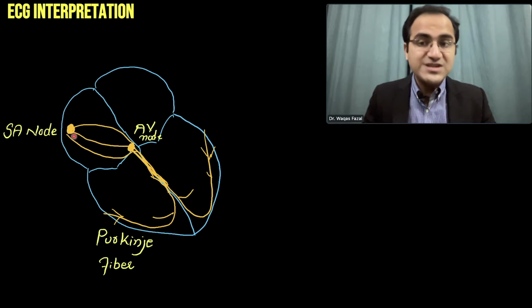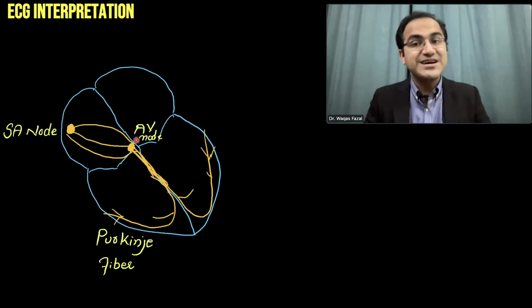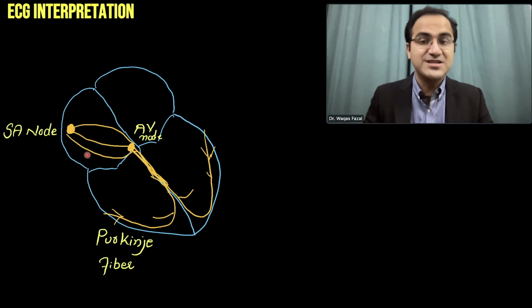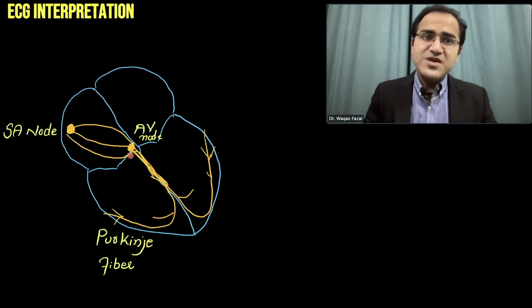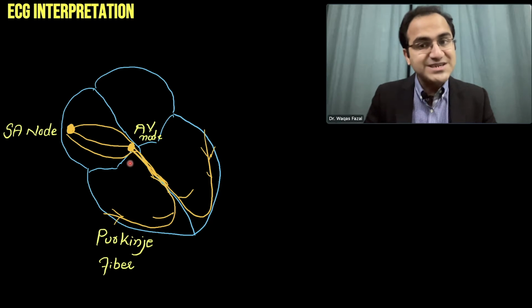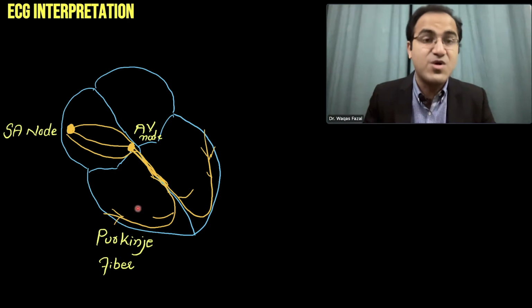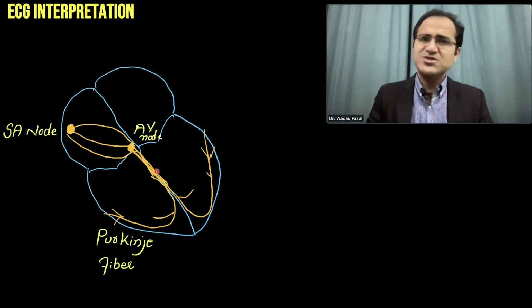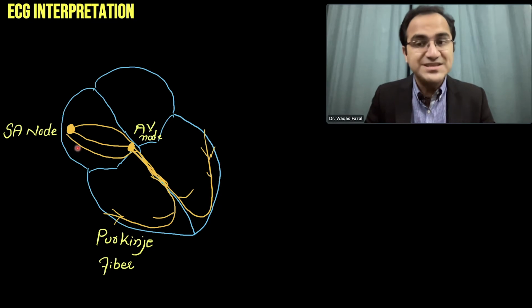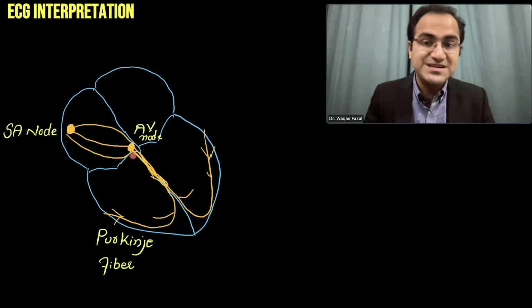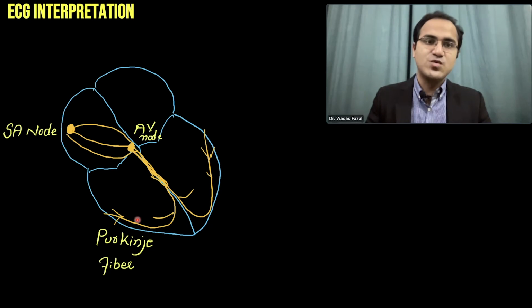If the SA node fails to produce electrical current, the AV node takes charge of the heart's electrical rhythm. The AV node takes control. The AV node produces electrical currents and runs the rhythms of the heart in the absence of the SA node. What if the AV node also fails to produce electrical rhythm? In such case, the Purkinje fiber takes control of the heart and produces electrical rhythms that cause contraction of the heart muscles. This is such a beautiful system. If one thing fails, the second thing takes over. If the second thing fails, the third thing takes over.